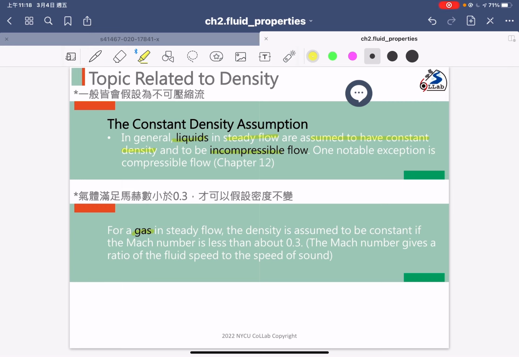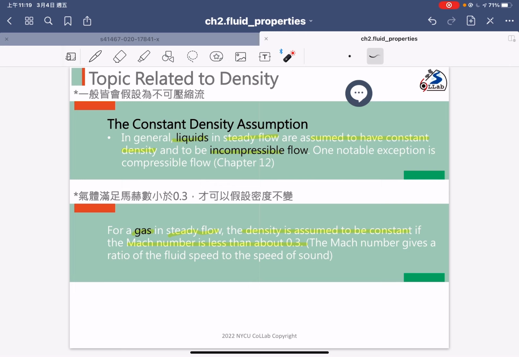gas also in steady flow, but the density can be assumed to be constant if the Mach number is less than 0.3. So what is the Mach number? I have provided a certain definition. The Mach number gives a ratio between the fluid speed and the sound speed.